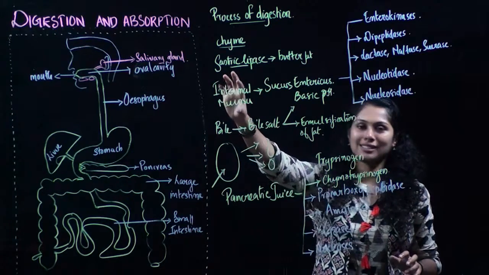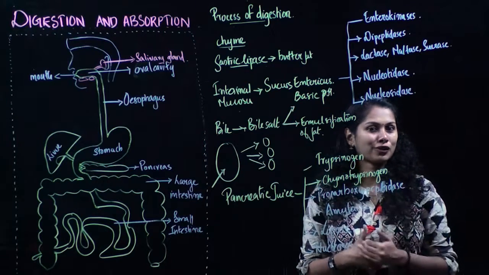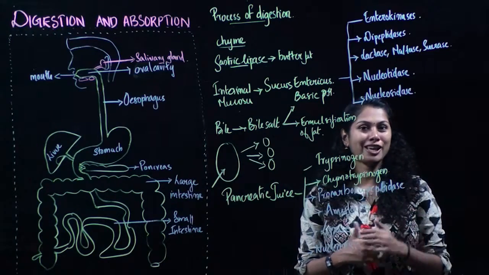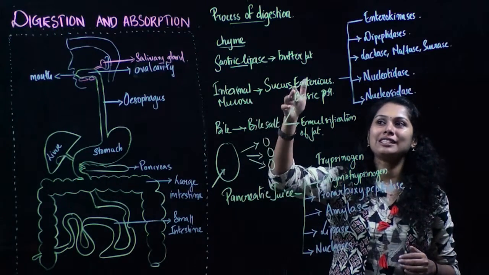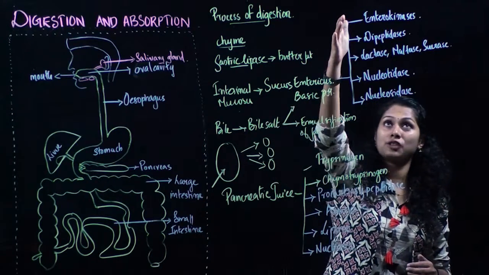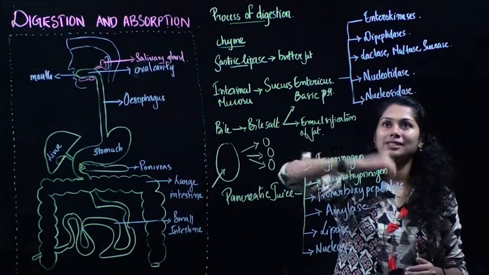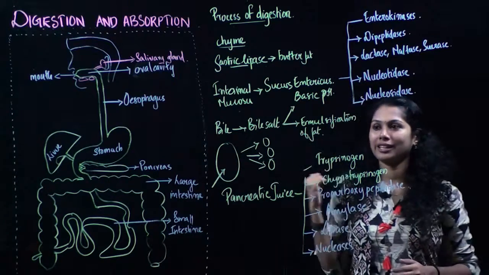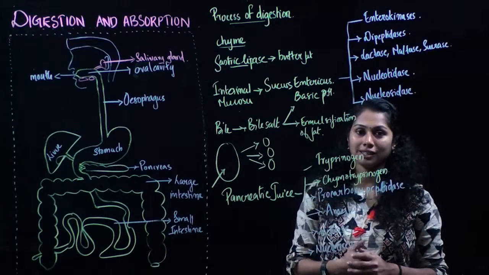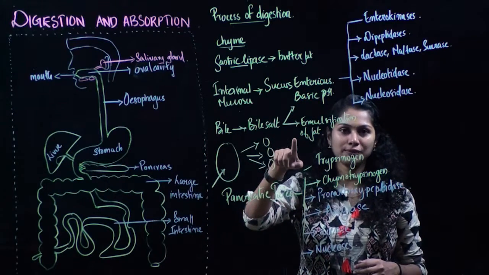As we know, from the intestinal mucosa, which part? Yes, the brush border cells of villi, from where we get the intestinal juice or succus entericus. And this succus entericus consists of enterokinases, dipeptidases, lactase, maltase, sucrase, nucleosidases, nucleotidases. And then there is the secretion from the liver, which is the bile salt. Bile salt helps in giving a basic pH, and it helps in emulsification of fat.